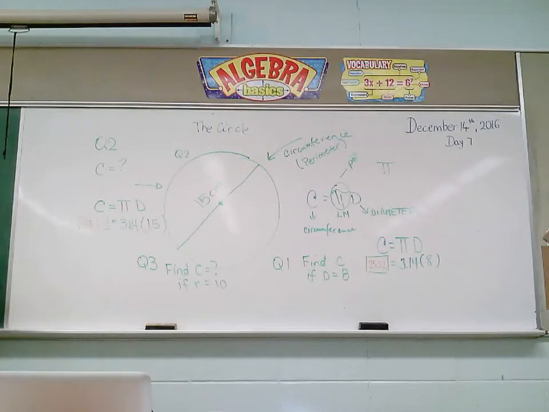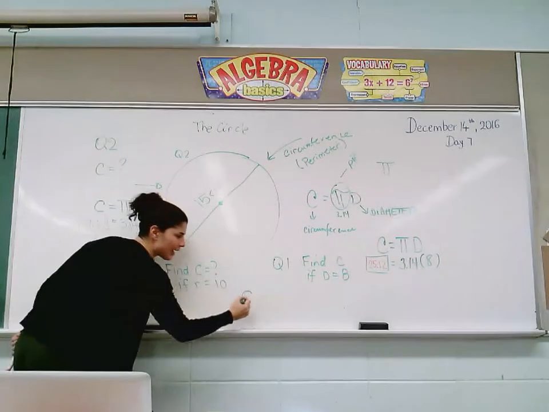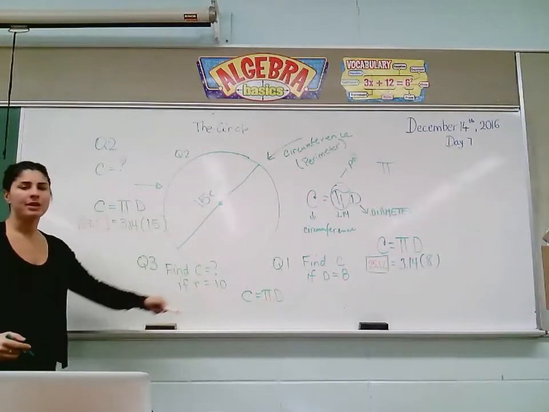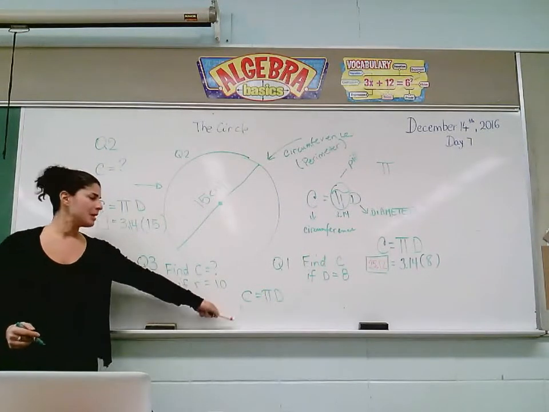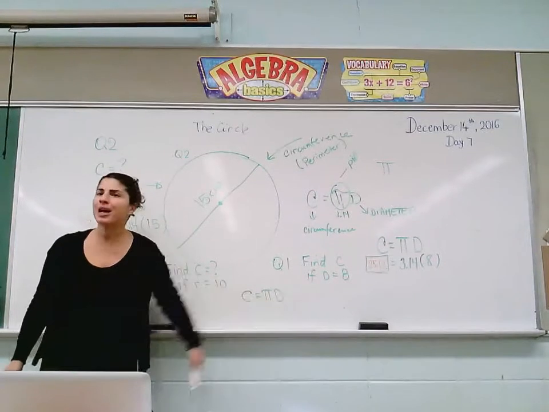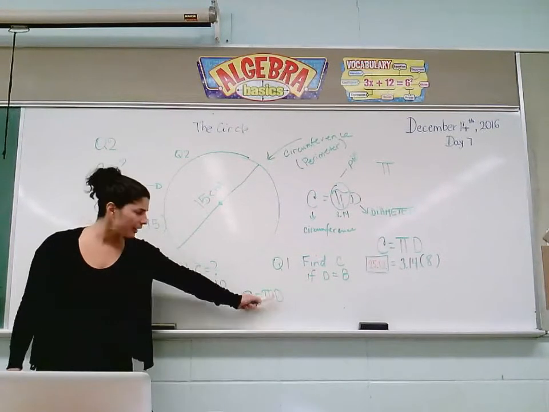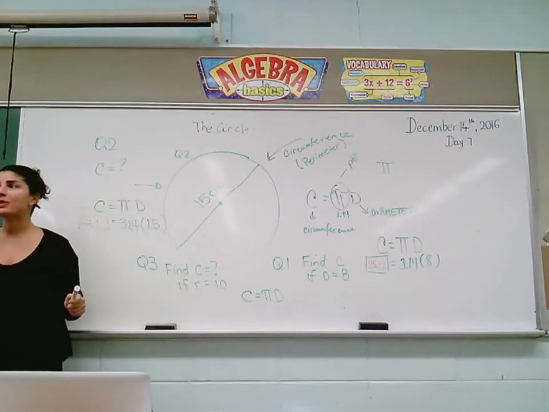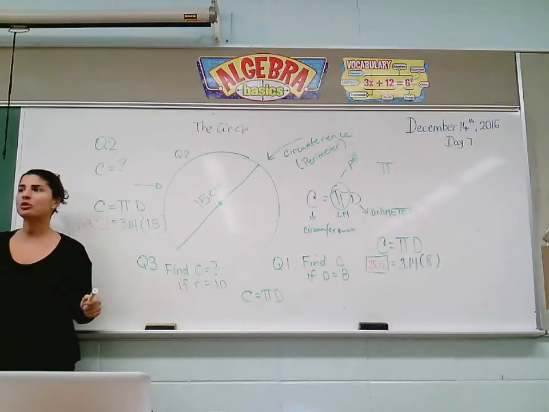So what's the first thing that I want you to do? C equals pi d. Now, when you go to look at this formula, you're like, hey, they want me to find the circumference, but they didn't give me the diameter that I need. Why aren't they giving me diameter? I didn't give you diameter, but I definitely gave you something to find the diameter.